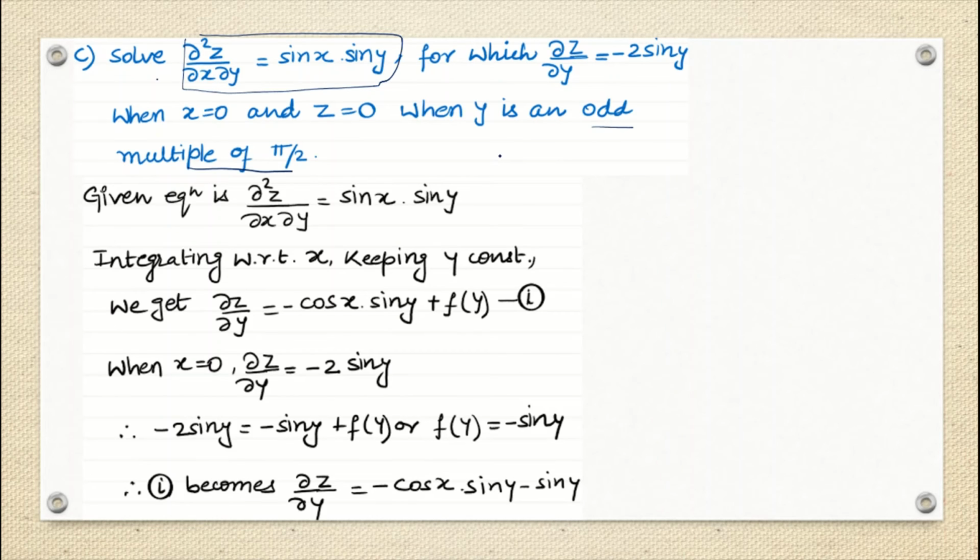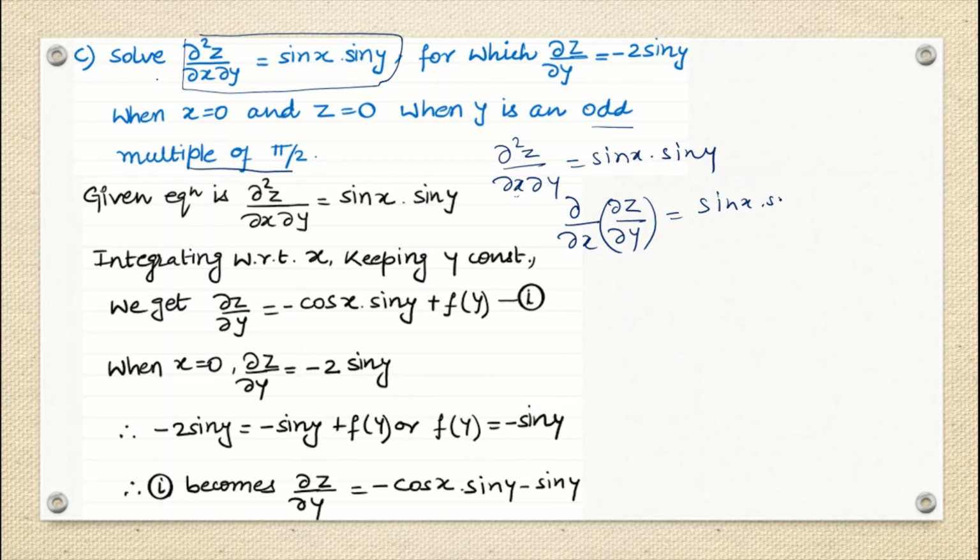So I'm just starting here by writing down the equation. This is nothing but ∂²z/∂x∂y = sin x sin y. Okay, fine. So I'm first finding the integration with respect to x. So I can rewrite the left hand side as ∂/∂x of ∂/∂y of z, and the right hand side is sin x sin y.